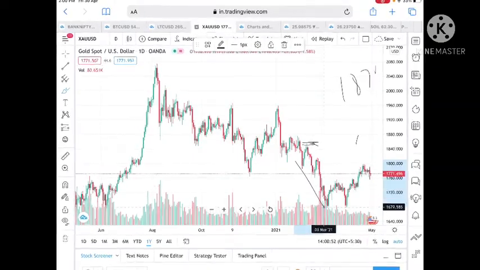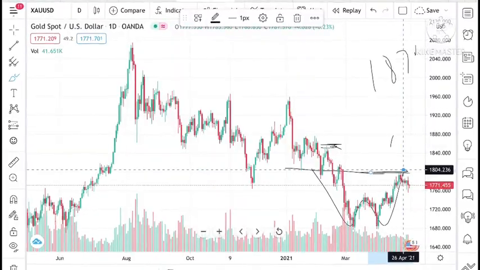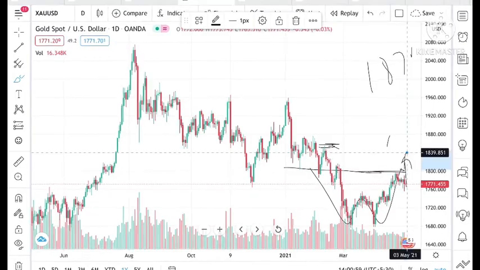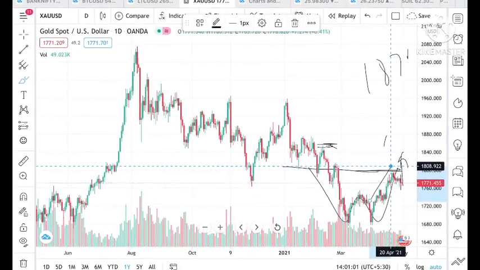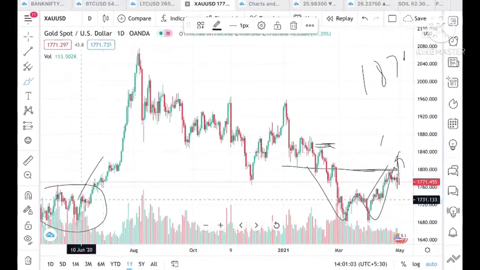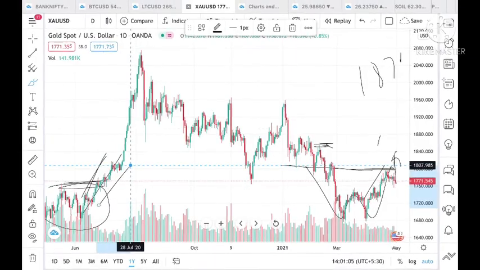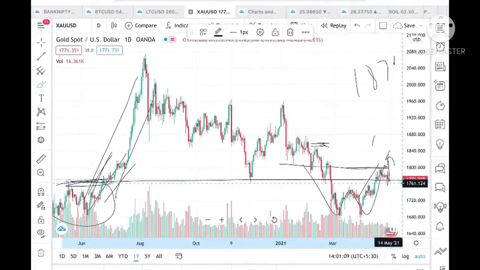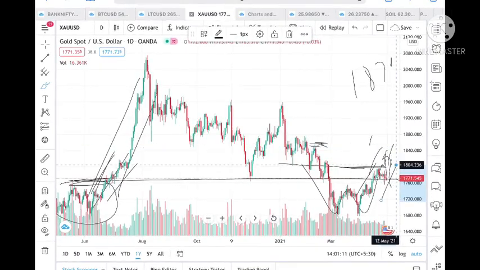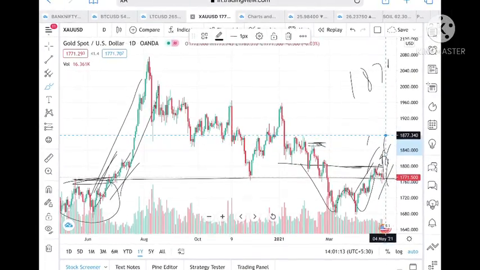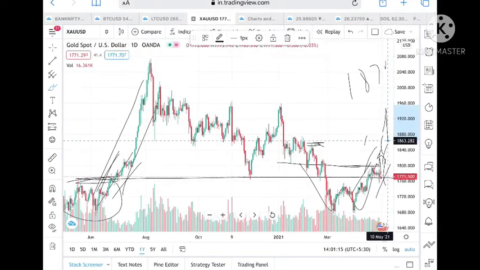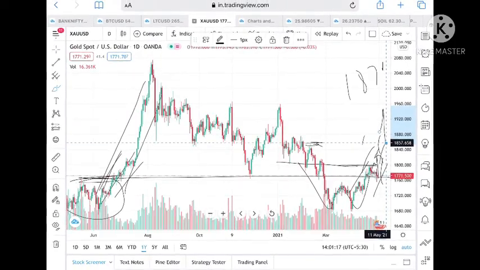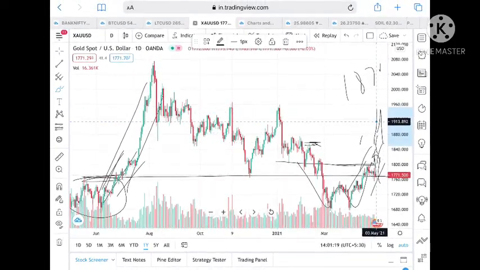and if this is crossed upside, then there is a high probability that the trend will change as of now, because after breaking this level, it has continuously been in an uptrend. So after breaking this particular range, we can see there can be an upside movement, and from there it can touch a level of 1877 also after crossing a level of 1857, and then we can see that it can touch a level of 1896 also, and from there we can see a level of 1900 also.